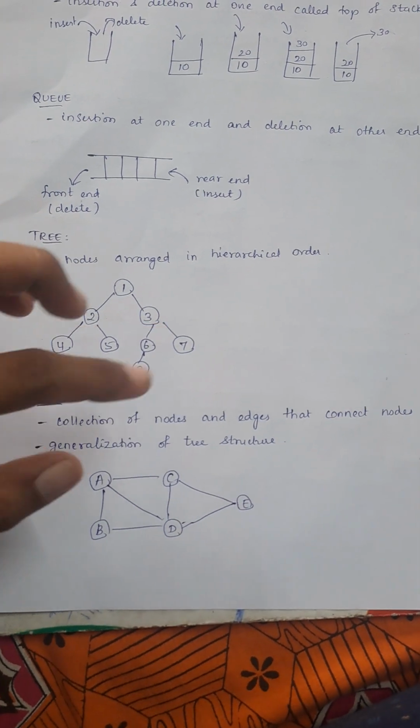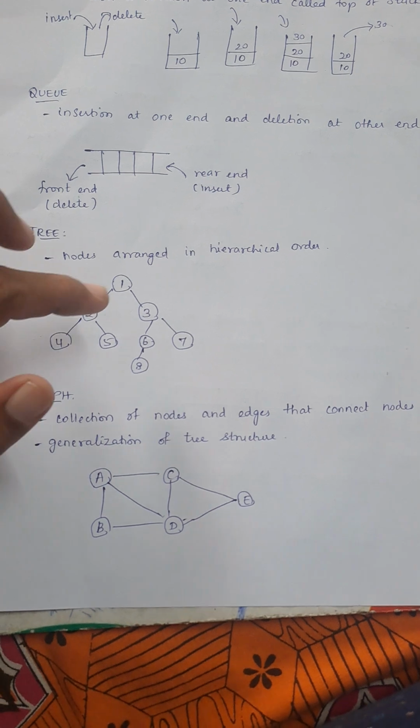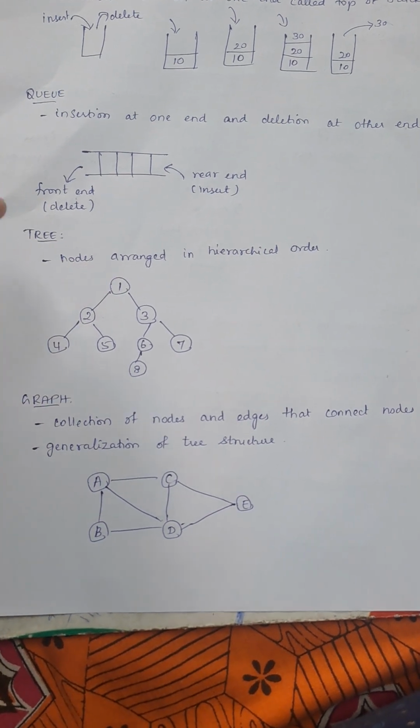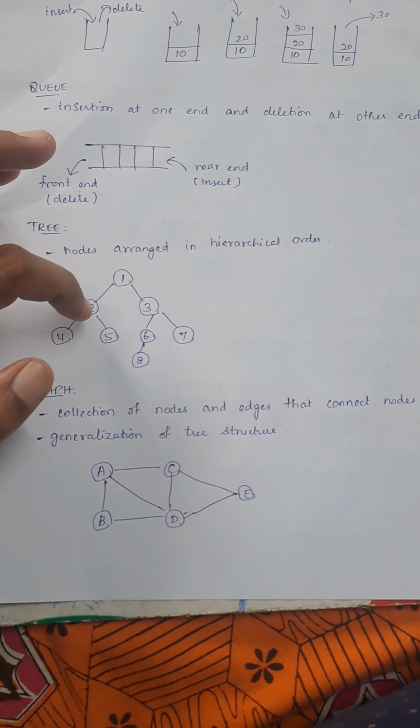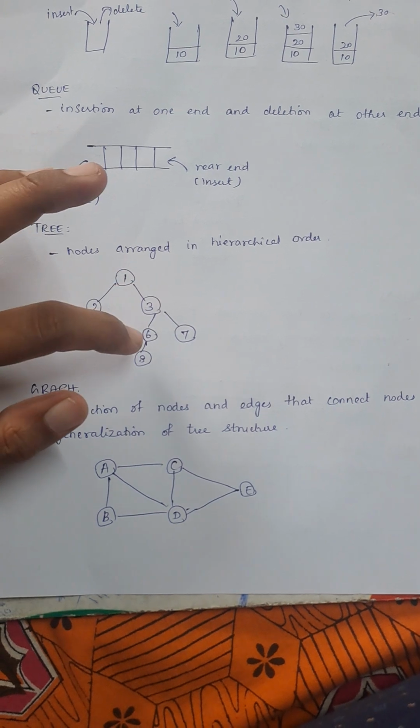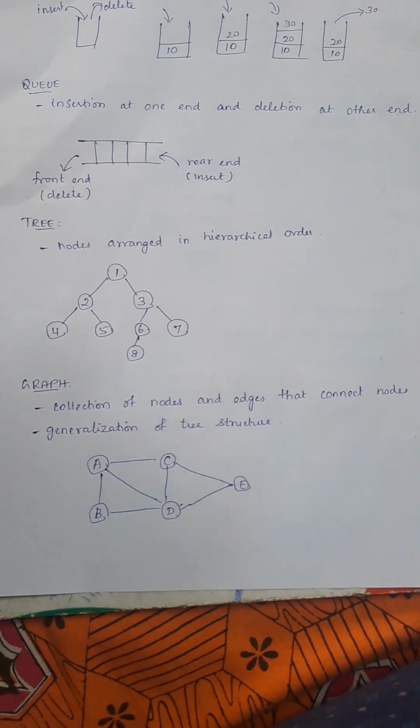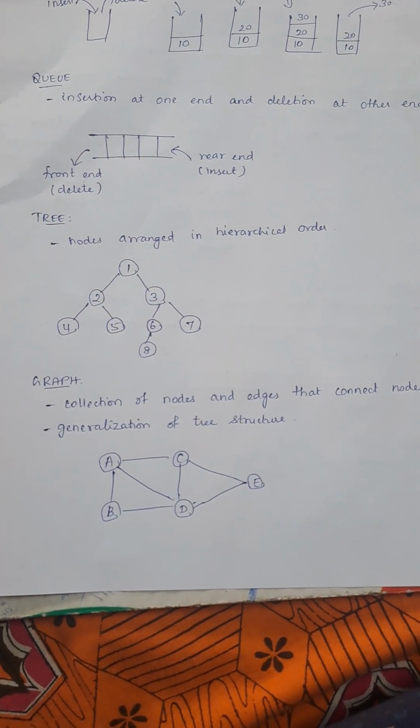So the elements are stored in a hierarchical order. The accessing is not in a sequential order. From 1 I can go to either 2 or 3, and when I go to 3 I can go to either 6 or 7. So it is a non-linear order, that is the thing.